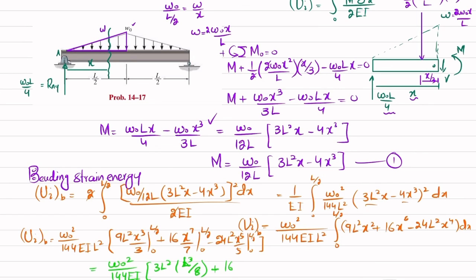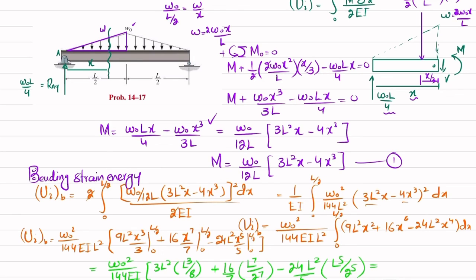plus 16 over 7 into L to the 7 over 2 to the power 7. Let me correct it as well. This will be 3L square, where x will be replaced with L by 2, which is L cube over 8, plus 16 over 7 into L to the 7 over 2 to the power 7, minus 24 L square over 5 and L to the 5 over 2 to the power 5.